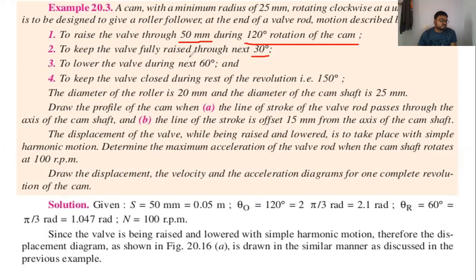Next, to lower the valve during the next 60 degrees, that is the return stroke. And next, to keep the valve closed during the rest of the revolution, that is 150 degrees. So to keep it in the dwell period for the next 150 degrees. These are the given information.